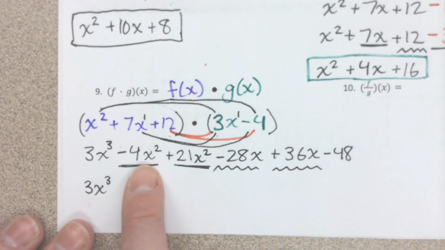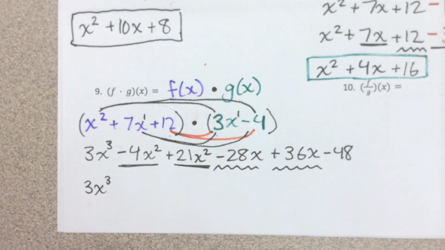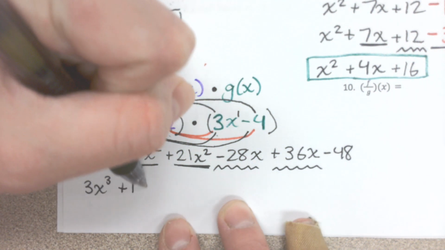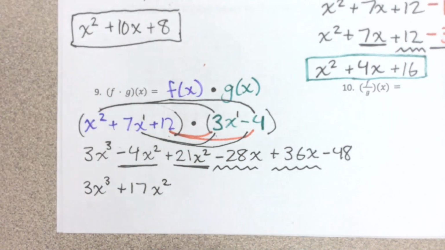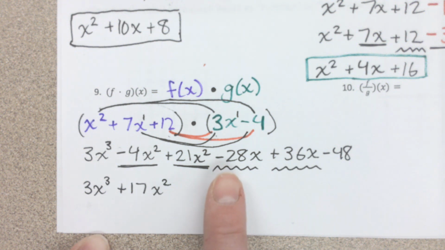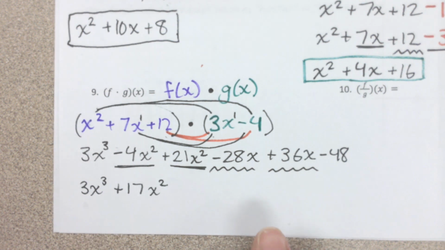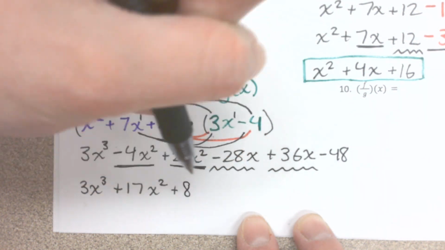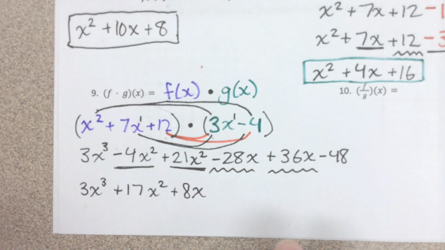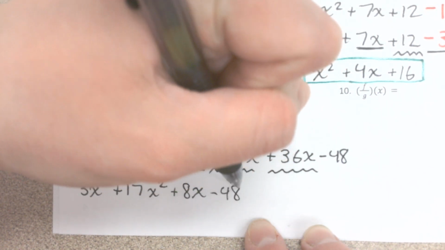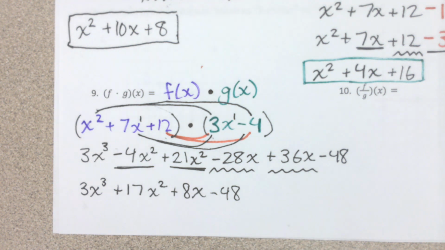So let's combine. Negative 4x squared plus 21x squared. This is positive 17x squared. Negative 28x plus 36x. This is positive 8x. And then bring down negative 48. And we're done.